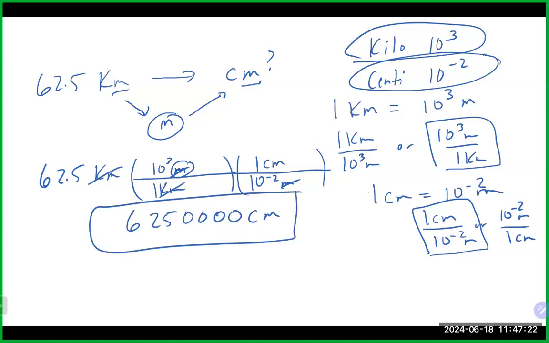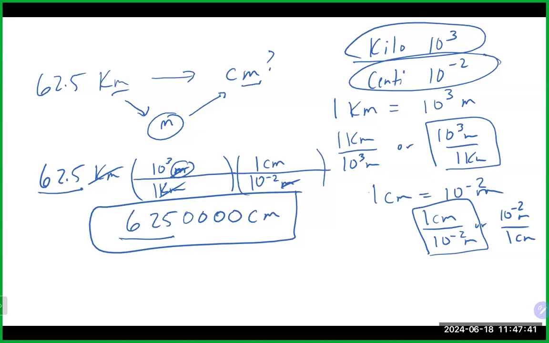By the way, significant figure-wise, it should have how many? That's what I have here, right? That's why I didn't put any decimal place. You could also write that in scientific notation if you like as well. It'll be 6.25 times 10 to the 6 centimeters.